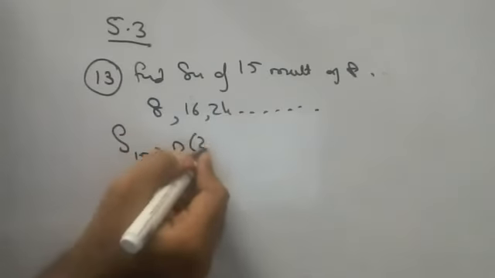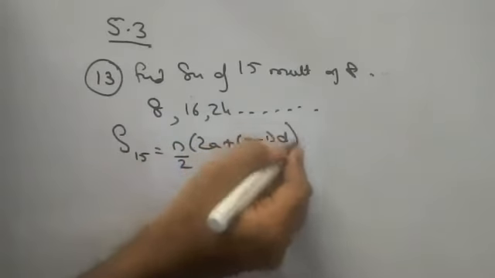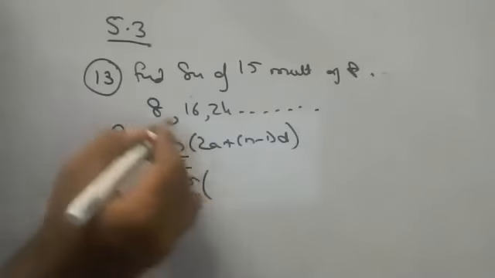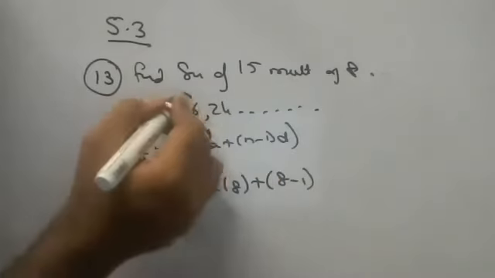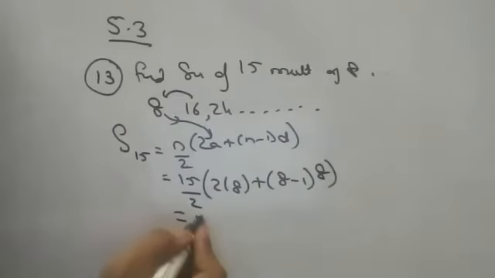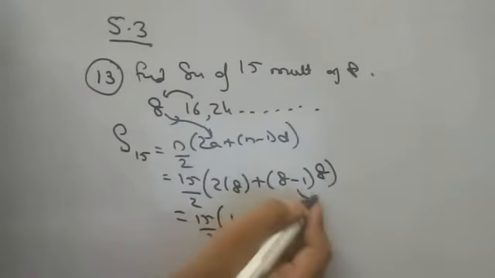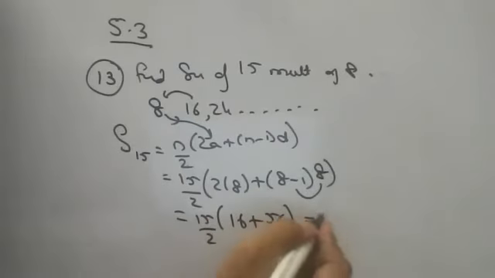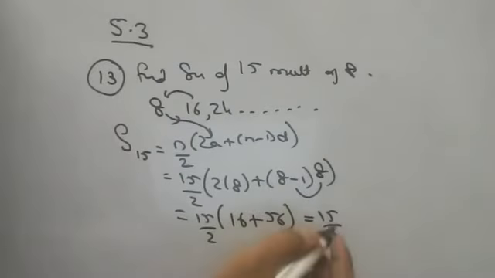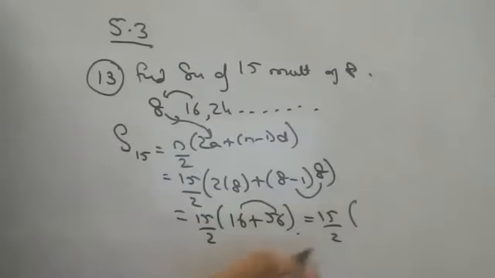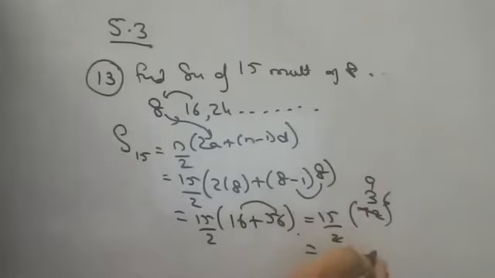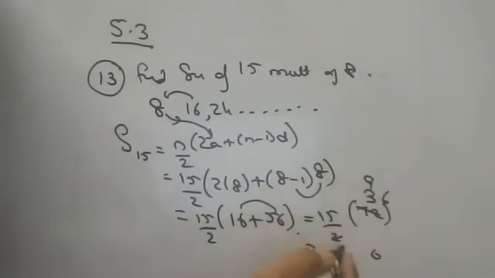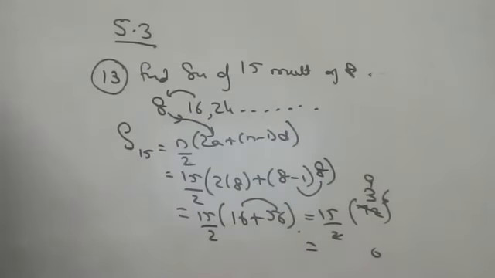So n by 2 into 2a plus n minus 1 into d, children. So 15 by 2 into, what was the first term, children? 8. 2 into 8 plus 8 minus 1. Common difference is always 8, because it is an 8 table, no? So 15 by 2 into 16 plus 7 8s is 56. 56 plus 16 is 72. 72 means 36. 15 6s are 90, 15 3s are 45, so 540.